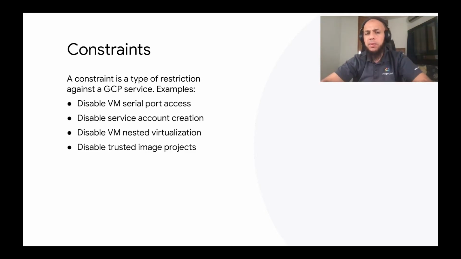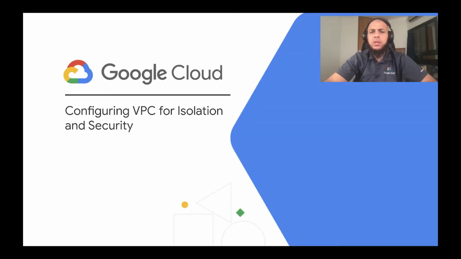Some examples of a constraint are: disable VM serial port, disable service accounts, and there are many others as well. So I can apply them at the organization level, and I can make some exceptions if I want to. So if I want, for example, just my security team to be able to create service accounts, I will have a project for them, and I will basically filter it out from the organization policy. I can make it an exception so that the policy does not apply to that project.